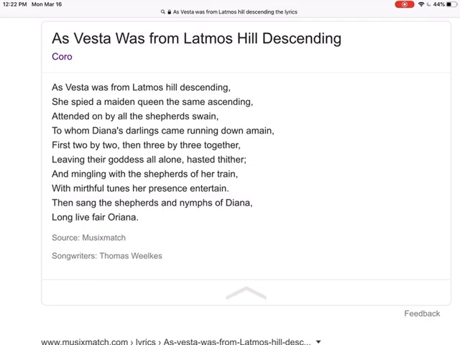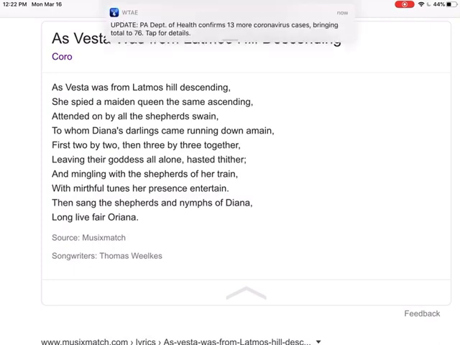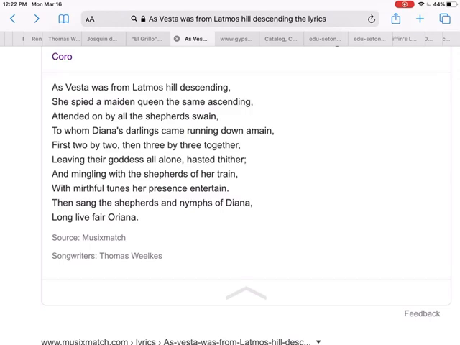So let's talk a little bit about the word painting that we're about to hear. When we listen to this song, As Vesta was from Latmus Hill descending, she spies a maiden queen the same, ascending. So descending and ascending. What do you think we might hear there musically? We hear a melody going down the scale. Ascending, we hear a melody going up the scale. Attended on by all the shepherds swain, to whom Diana's darlings came running down amain. First, two by two, we hear only two voices. Then three by three, leaving their goddess all alone. So when we hear somebody sing all alone, there's one person in this highly polyphonic piece singing all alone. So that would be a straightforward example of word painting.